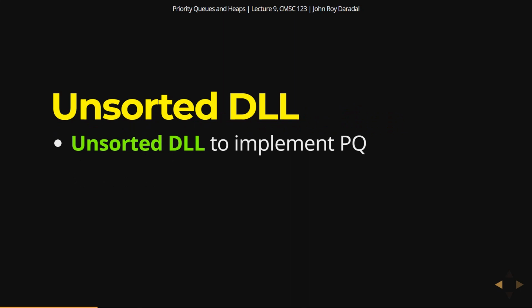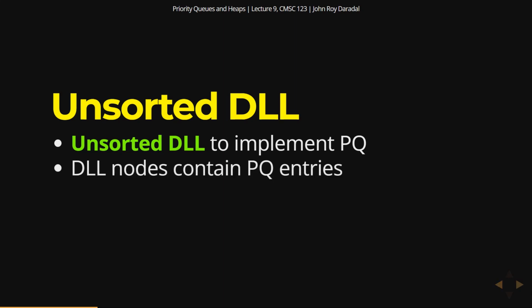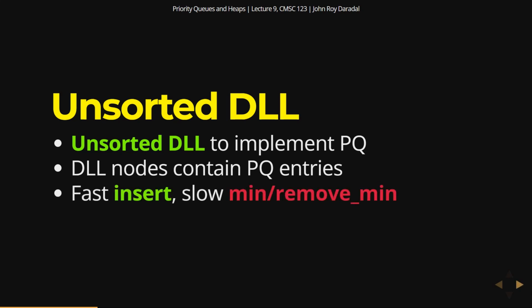So for the unsorted DLL, it's pretty straightforward. It's pretty simple. You use an unsorted DLL to implement the priority queue. So the DLL nodes will contain the entries of your priority queue. For unsorted DLLs, the behavior of this implementation would be your insertions would be fast, but your calls to minimum and remove min would be kind of slow. And I'll tell you why in the next slide. Okay, but that is the strength of unsorted DLL. It has fast insert, but the downside is it has slow min and remove min.